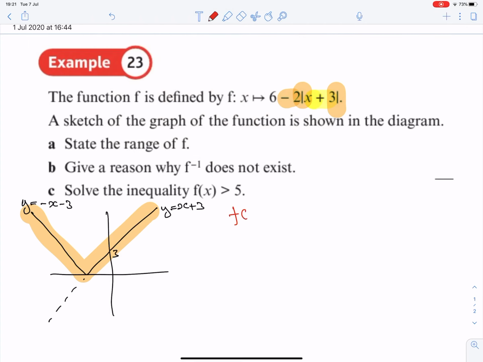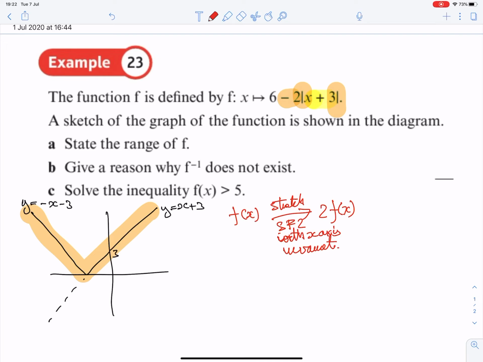So f of x multiplied, well, let's just do multiply by 2 to start with. So we do it in steps. Multiply by 2 f of x. And hopefully we know that that is a stretch, scale factor 2 in the y direction, with the x-axis invariant. It doesn't move.